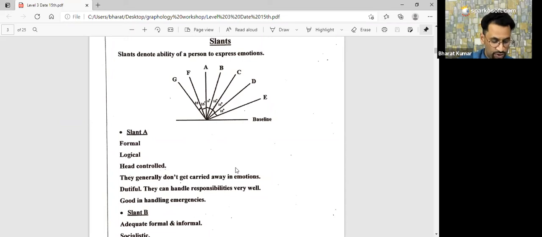Slant F, slant G: the greater the slant on the left side, listen to this, the greater the slant on the left side, side of FG, the greater will be the control, rigid behavior, and high logic. Fault finders, those who look for shortcomings, all these properties will be on the left side. Even slant G people have such pressure inside their brain. Any time they can burst out. They will burst like a bomb.